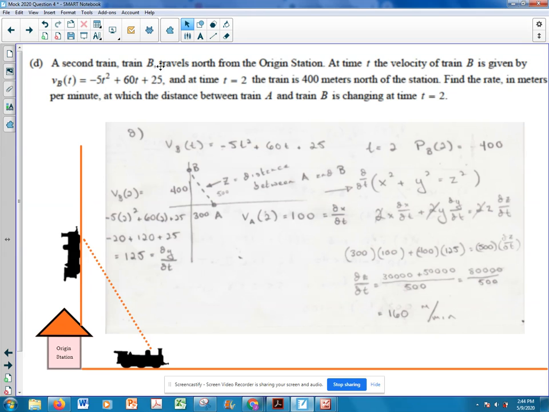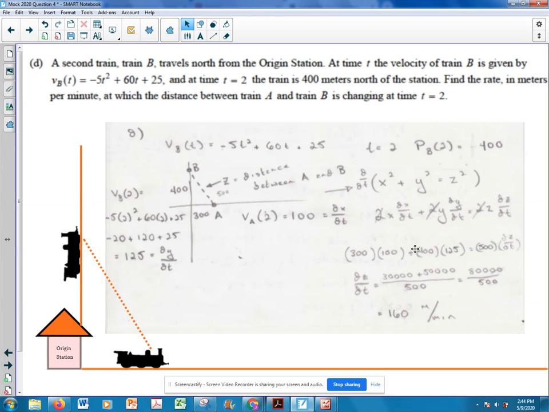All right, they gave me a function over here for what the velocity is, so I got to plug in that 2. When I plug in the 2, 2 squared is 4, times negative 5 is negative 20. And then 60 times 2, so there's the 120, and then the 25 at the end. 120 and negative 20 gives me 100, plus the 25, 125. So my dy/dt, how fast? It's moving north because it's positive. It's moving north at 125 meters per second. Put that right in over here for dy/dt.